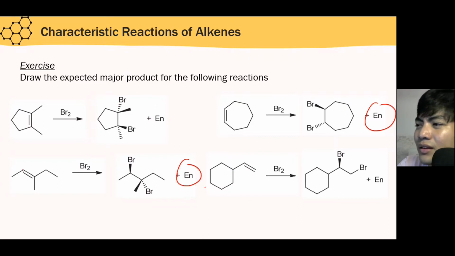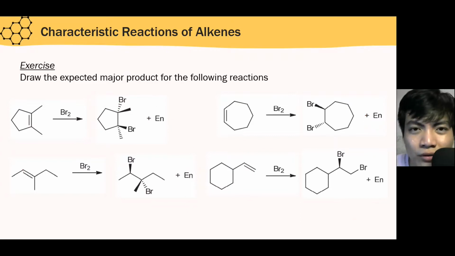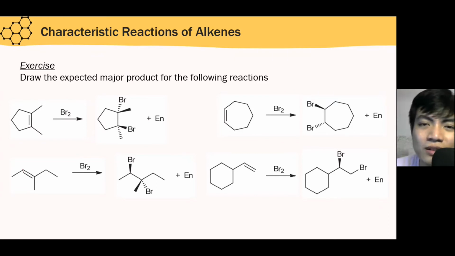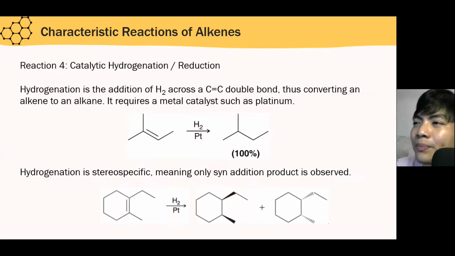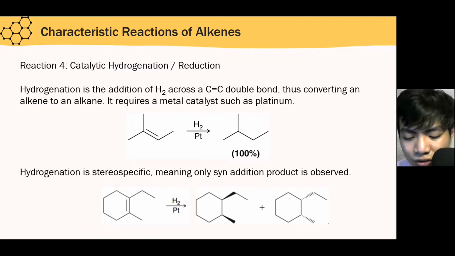Okay? So it is important that you have watched the lecture recording which I made nitong nakaraan. So please watch it so that you will know the idea of enantiomerism. Next one, the next reaction of your alkene is the catalytic hydrogenation or the reduction reaction. So basically, this reaction converts your alkene into an alkane.